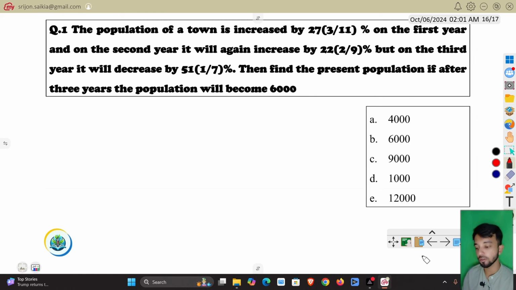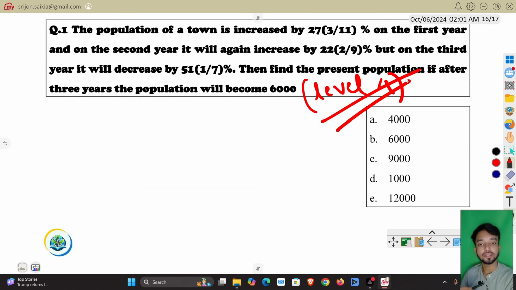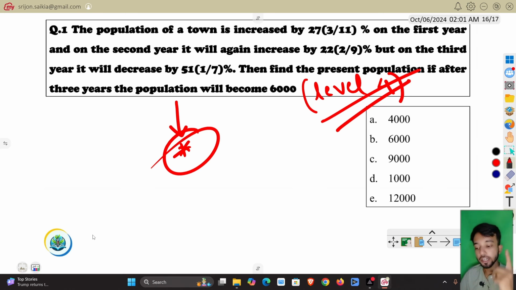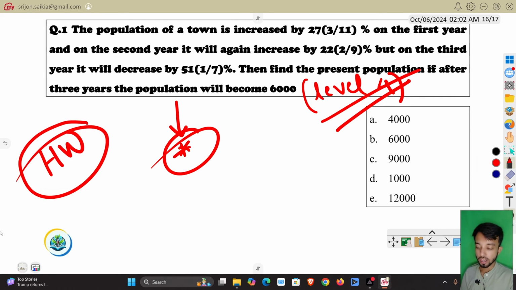We have the level 4 question. This is your level 4 question. And I won't solve this. You need to solve this question. I will tell you how to solve this kind of question, but this question will be solved by you. I won't be helping you. It's your homework. If you have any problem with this question, just comment down.